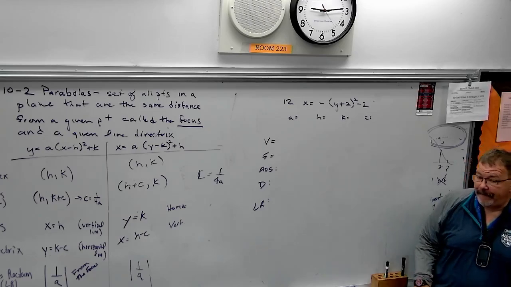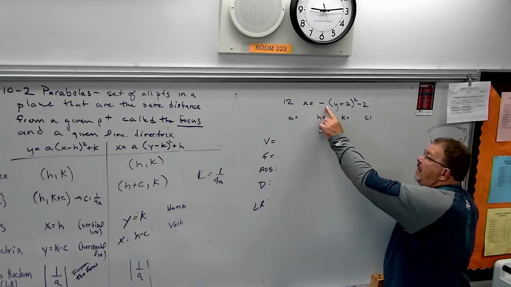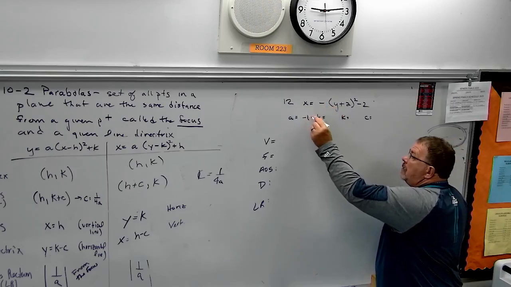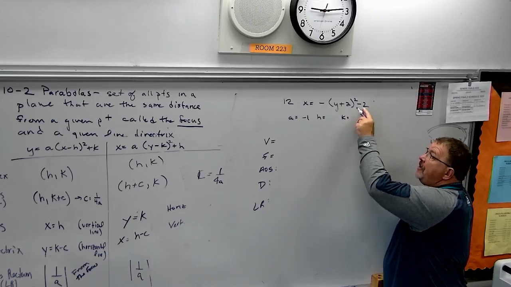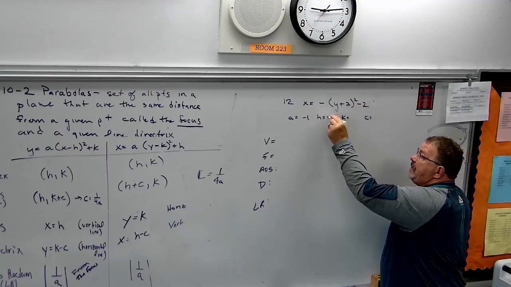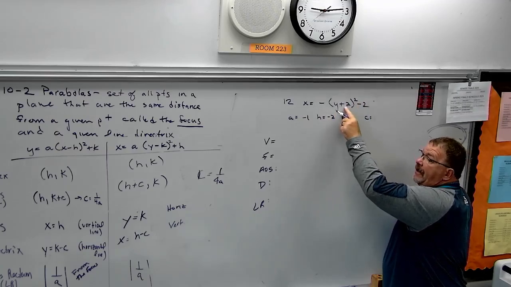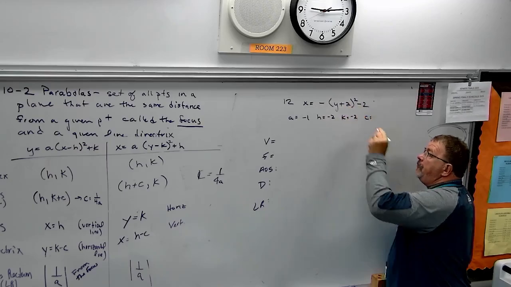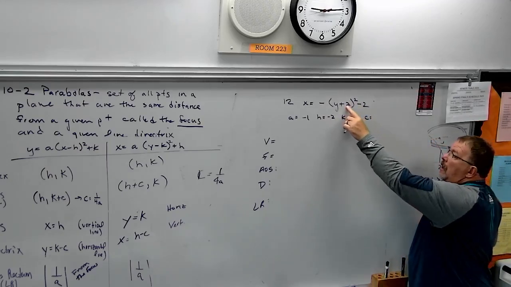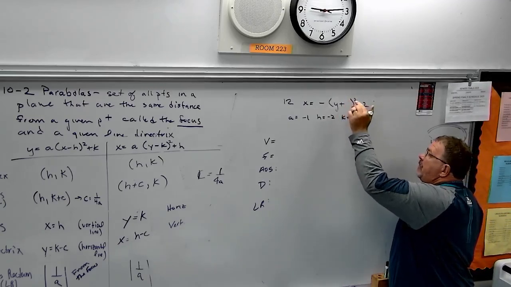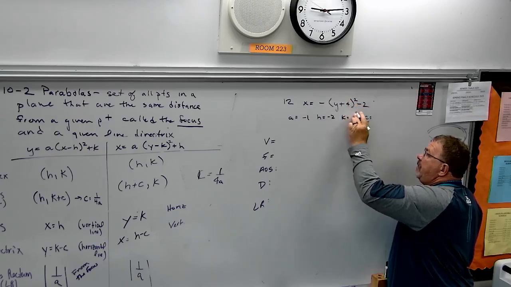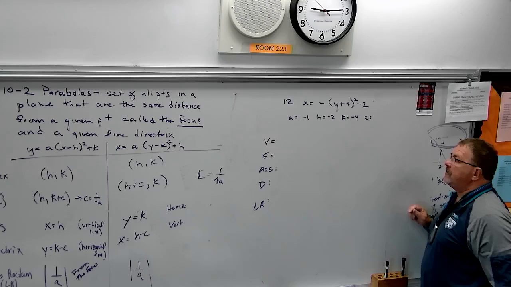What's our A? -1. What's our H? -2, very good. This is your H, and it's not in parentheses. Our K, -2. Oh, shoot. Wait, we're on number 12? Yes, did I write that wrong? Yeah, it's negative. Is that a +4? Yeah, so this would be -4. Thank you. I just wrote it out wrong.